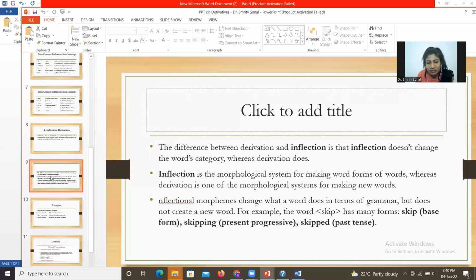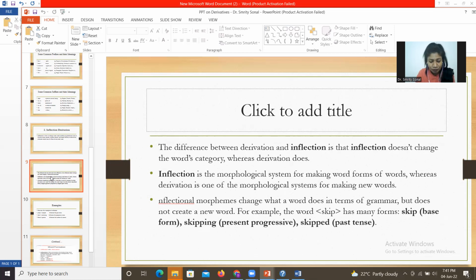Like we have some examples here, the word skip. The base word is skip, and skipping becomes the present progressive, where the grammatical category changes, and skipped becomes the past tense. Again, the grammatical category changes. So skip, when ing is added, makes it present progressive, taking it into another grammatical category. And when you add ed to skip, it becomes past tense. That is, it is another grammatical category.